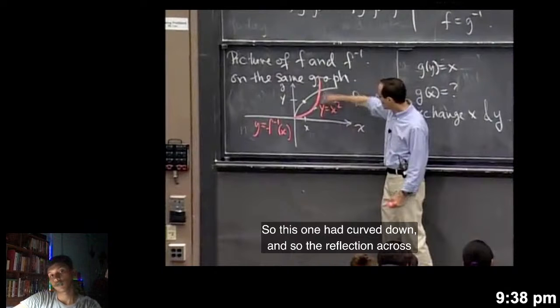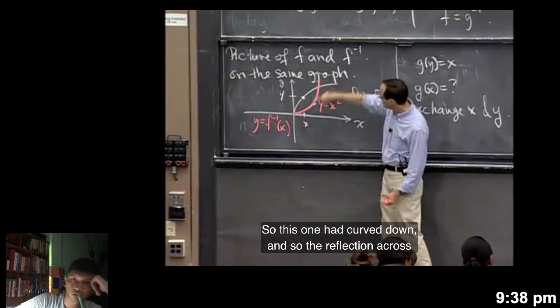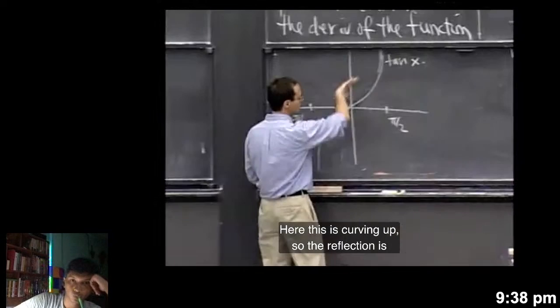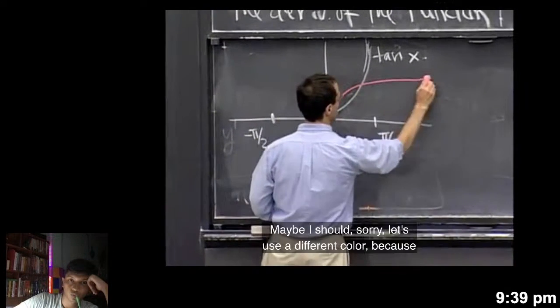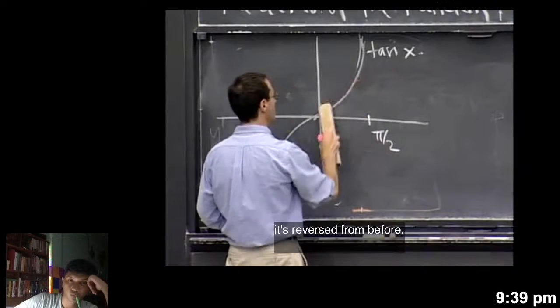It's curved down, and so the reflection across the diagonal curves up. Here, this is curving up, so the reflection is going to curve down. It's going to look like this. Let's use a different color because it's reversed from what we had before. So I'll just call it green.